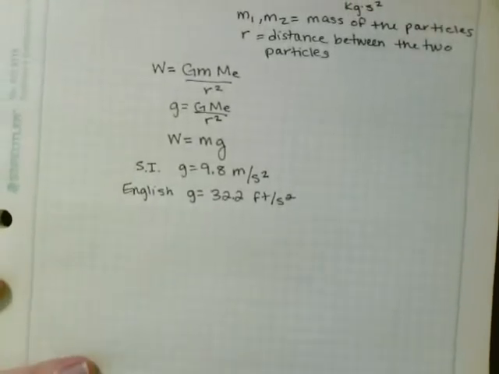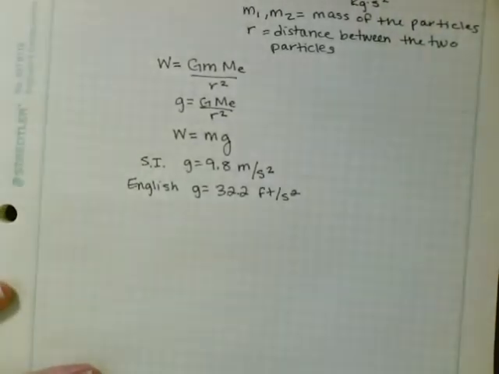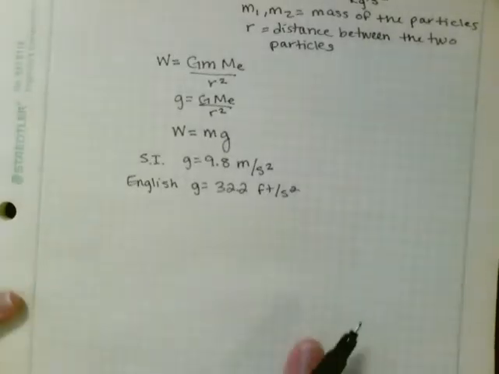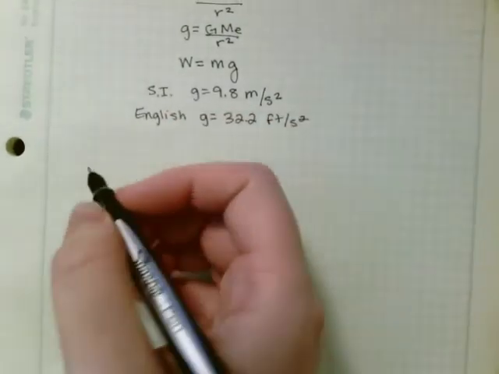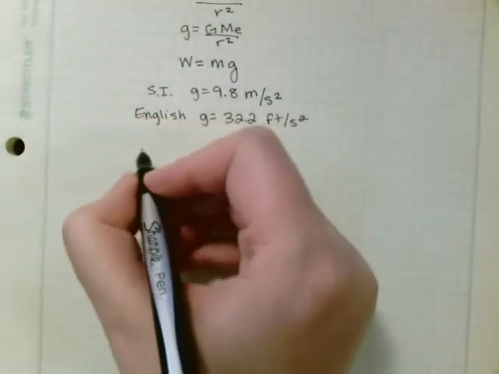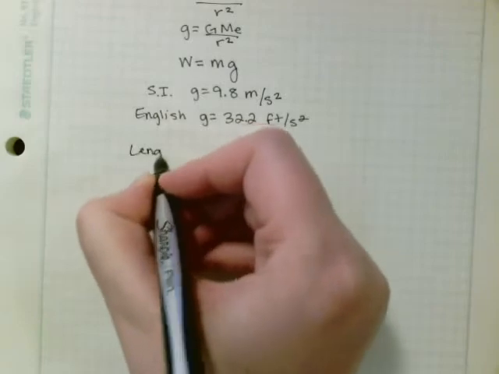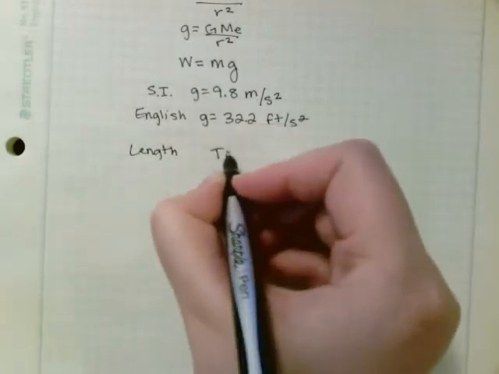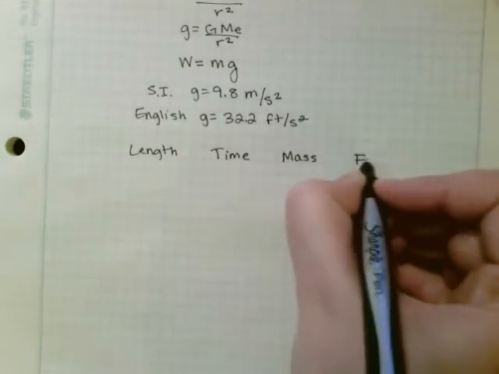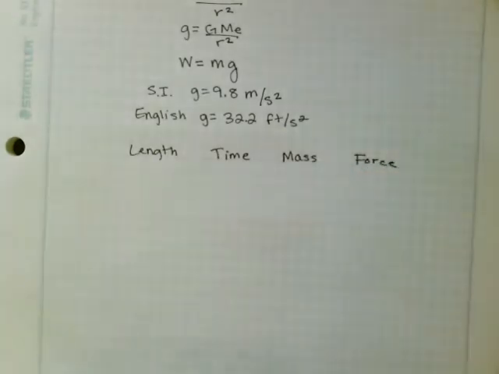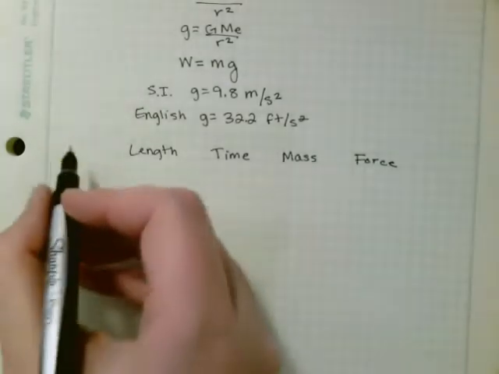So that's how you determine the force of the Earth on an object, which is its weight. So let's go over a little bit of units. We're going to be using length, time, mass, and force. There'll be more complicated units introduced later, but these are the basics of statics.